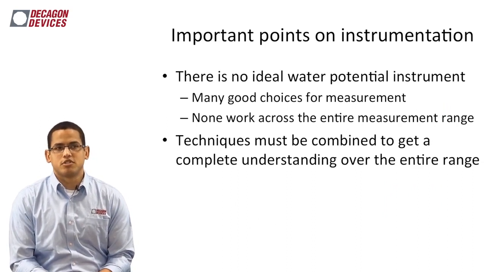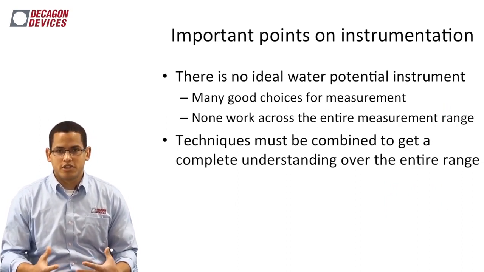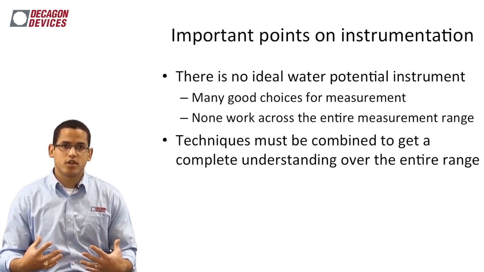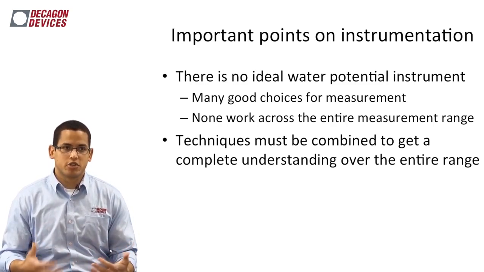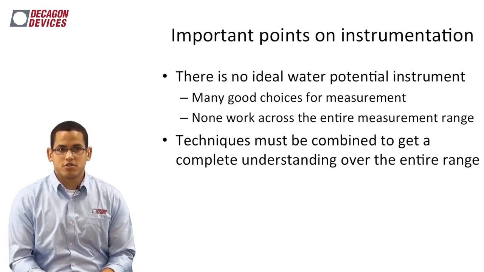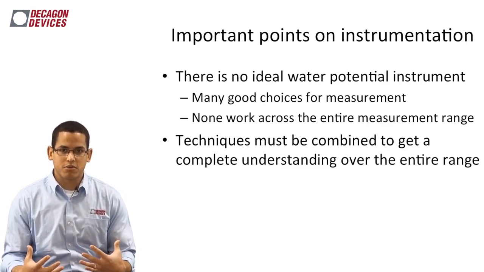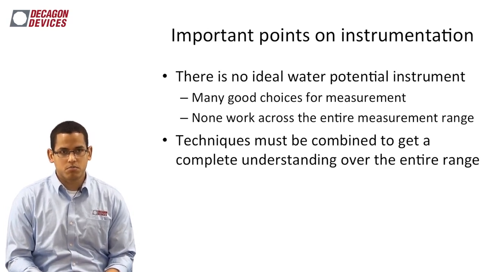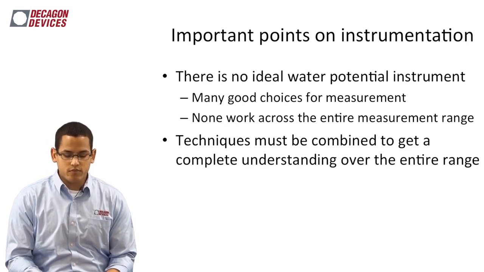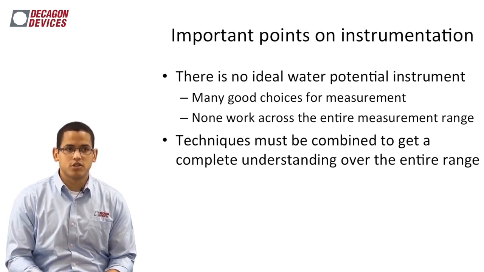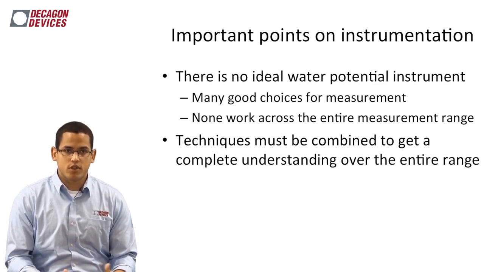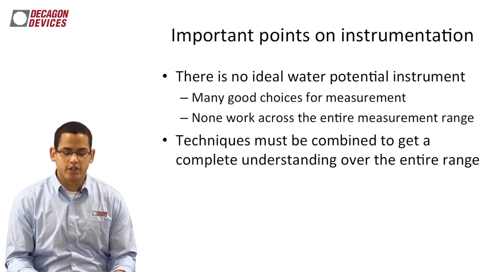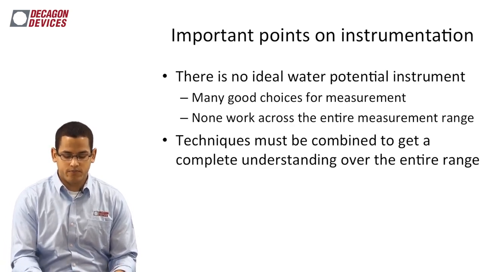So just some important points on instrumentation. There really is no ideal water potential instrument to measure across the full range of the moisture characteristic curve. There are many good choices for instruments. Really, what you have to think about there is what is your goal? What range are you trying to measure within? What accuracy do you need? And what is your price range as well? But those are all things you need to think about when looking at instrumentation. And really, these techniques must be combined to get a complete understanding over the entire range of the moisture characteristic curve.